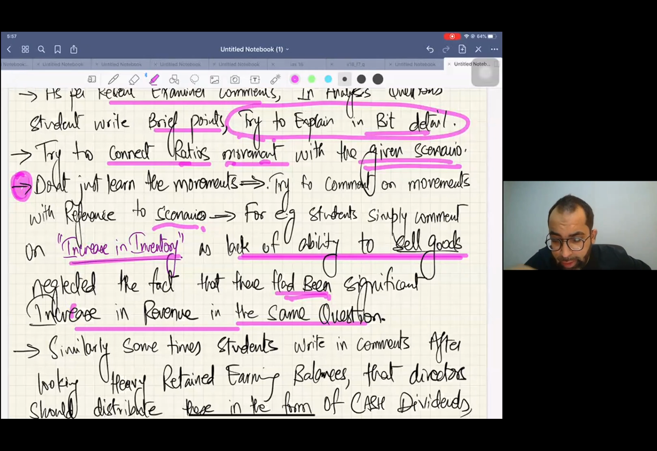Are you getting? Did you understand this example? And this thing is written in the examiner report. You can verify. Your examiner has written this thing.